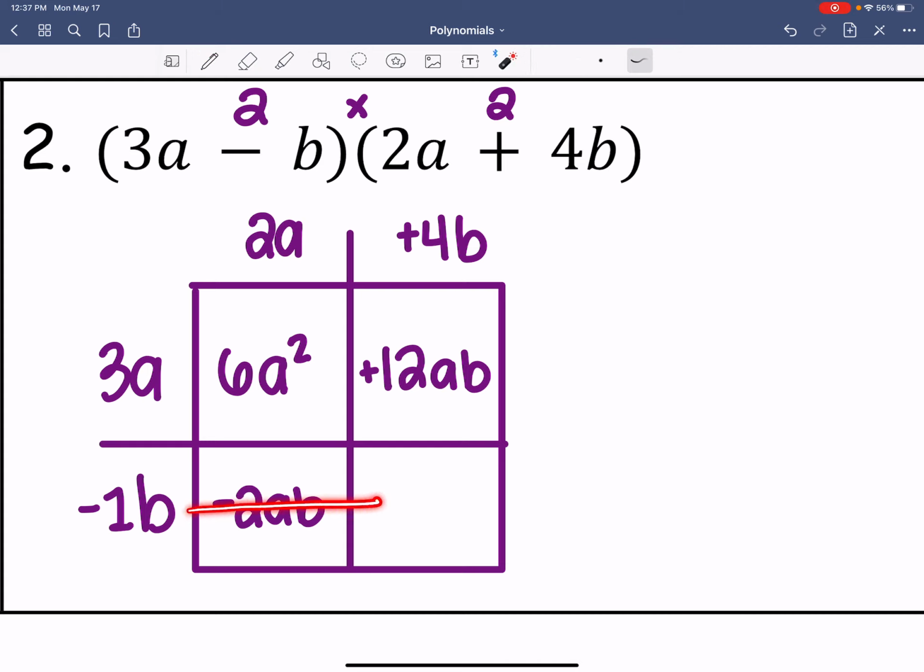Finally, negative b, or negative 1b, times positive 4b. Negative 1 times 4 is negative 4. B times b is b to the second power.